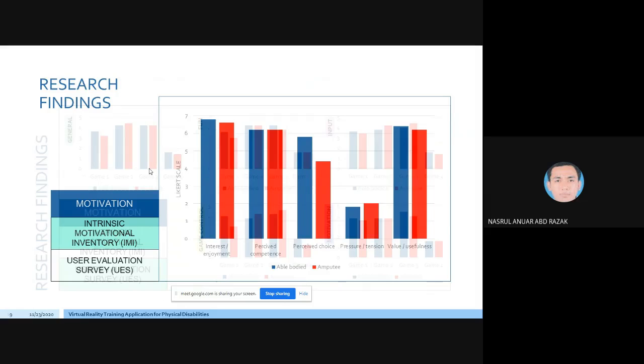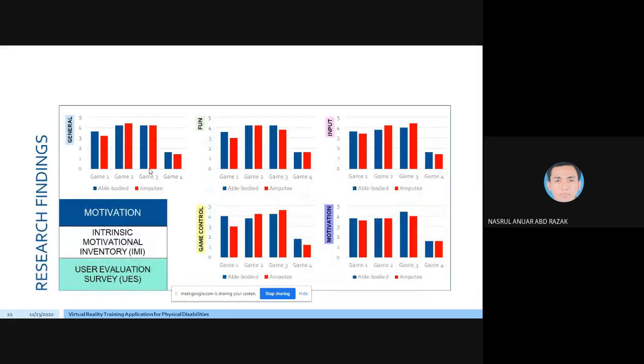Some other research finding is that we are checking different games. As you can see, like I said before, general fun, input, game control, and motivational are not different at all. It's not far from a normal human when they're conducting a game. So what I'm trying to say is that using this kind of virtual technique might help the improvement of the prosthetic orthotic user before they are provided with the prosthetics and orthotics.